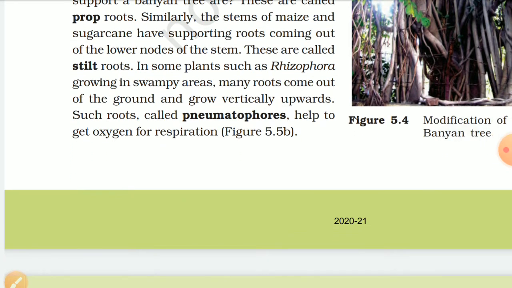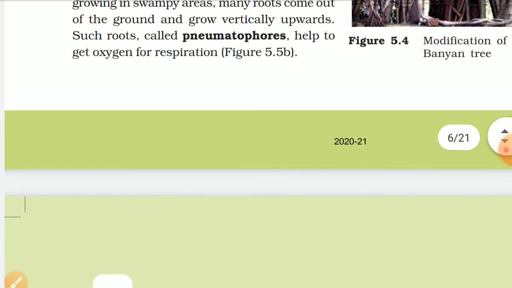In some plants such as Rhizophora, growing in swampy areas, many roots come out of the ground and grow vertically upward. Such roots, called pneumatophores, help to get oxygen for respiration. Figure 5.5b.